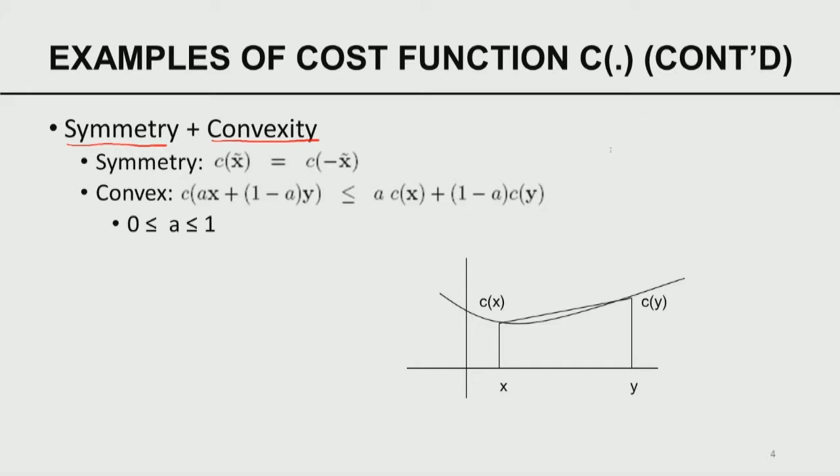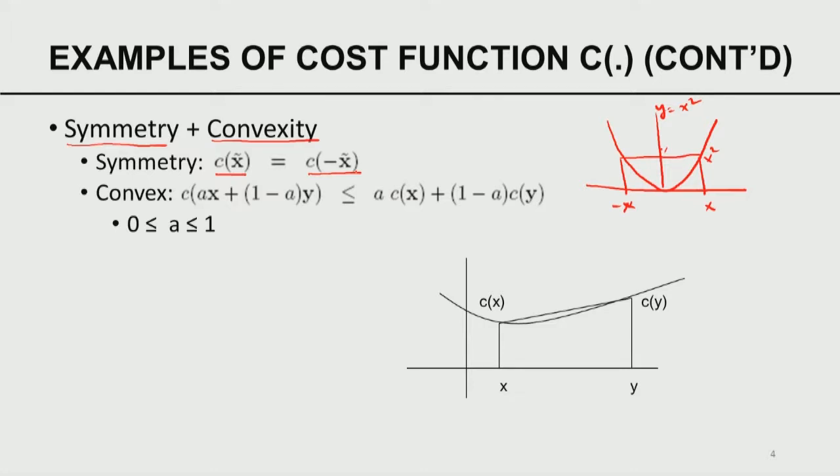For example, x square is a symmetric function. Minus x and x have the same value, which is x square. So x square is a symmetric function. Therefore, if y is equal to x square, that is an example of a symmetric function, and that's exactly what symmetry refers to. The cost function for x tilde is the same as the cost function for minus x tilde.